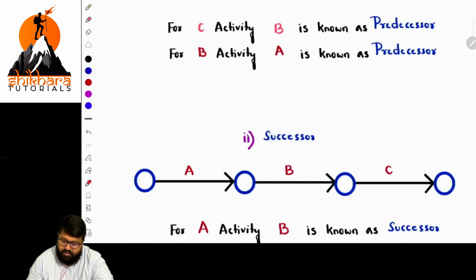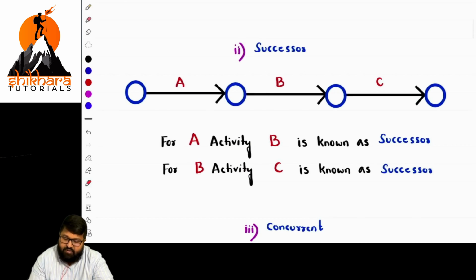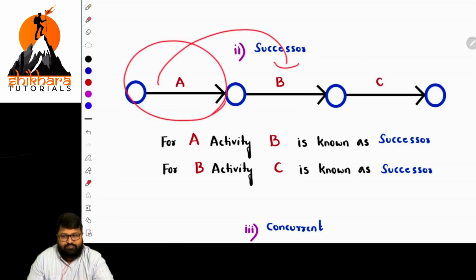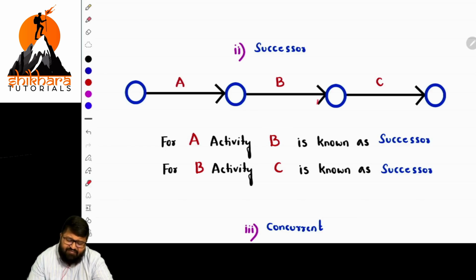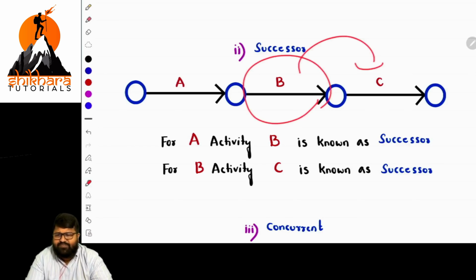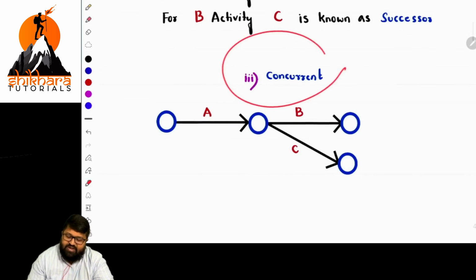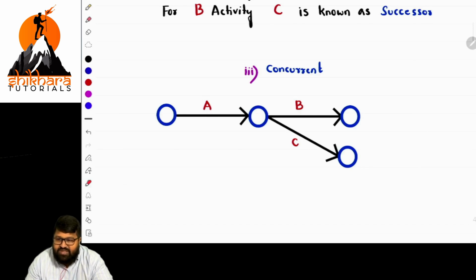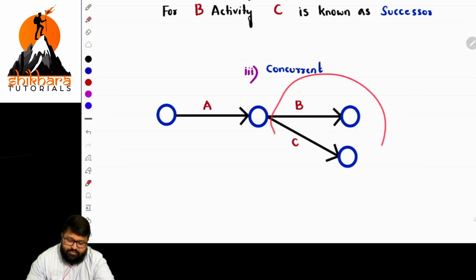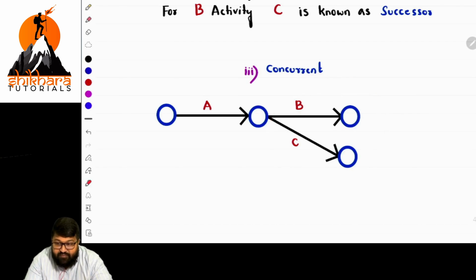Okay. And what is successor? By having the knowledge of predecessor, you can get clarity of successor also. What is that? It is very easy. For activity A, what is coming after it? That is the successor. And for activity B, what is coming after it? Those things will be successors. Okay. And what about concurrent? If two activities are starting simultaneously from one point, at the same time, they are known as concurrent activities. Clear? Next.